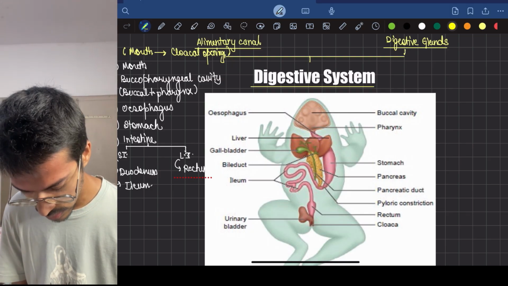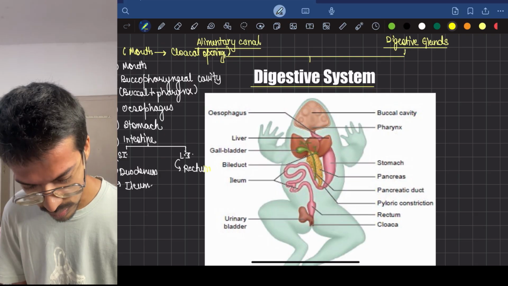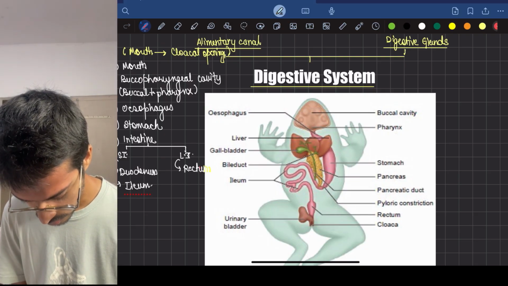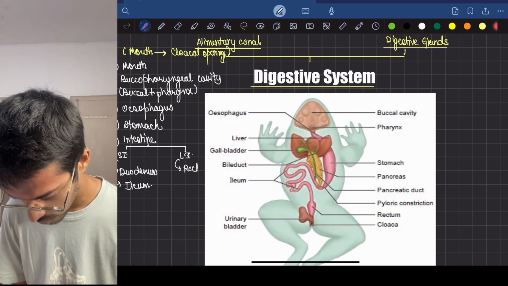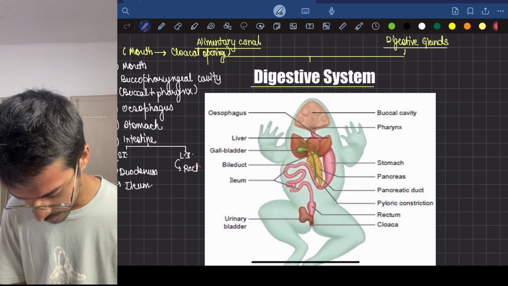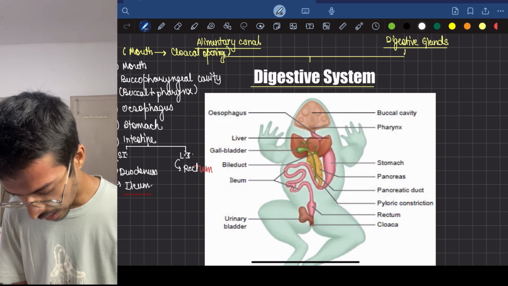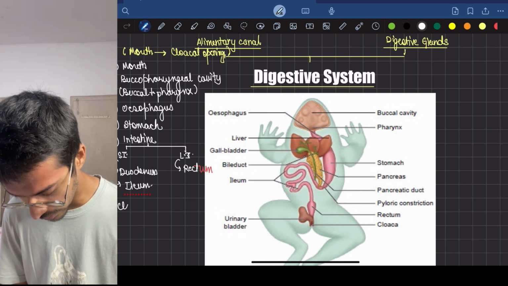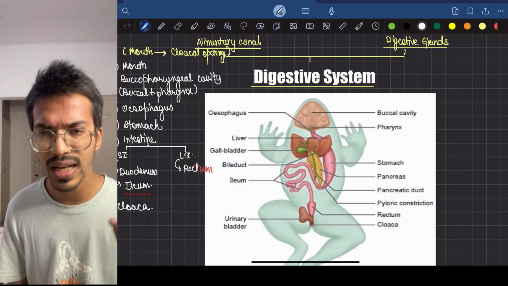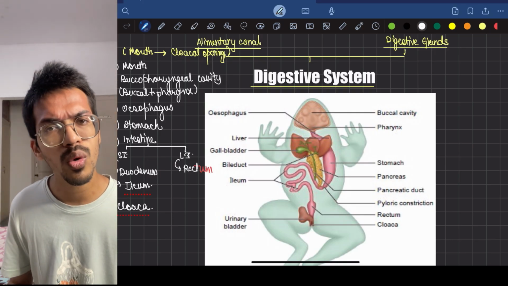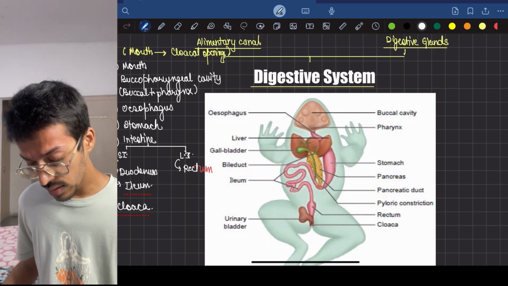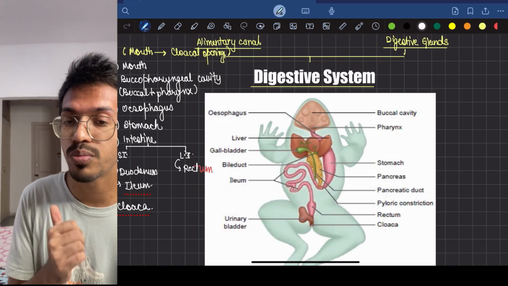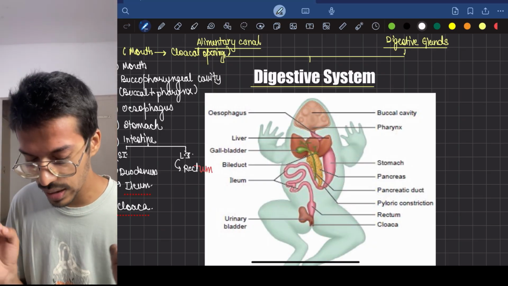Okay, so this is the rectum, and the last part is the cloaca. The glands also open through the cloacal opening. So the last part, the rectum, does not open through an anus; it goes into the cloaca and the cloacal opening.